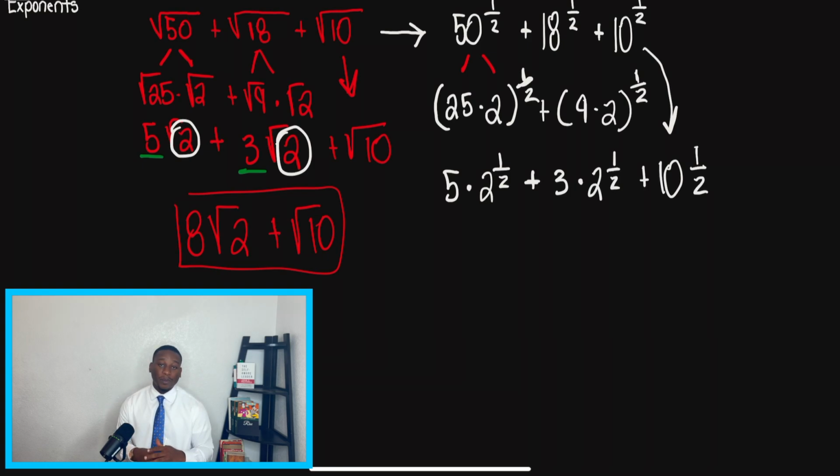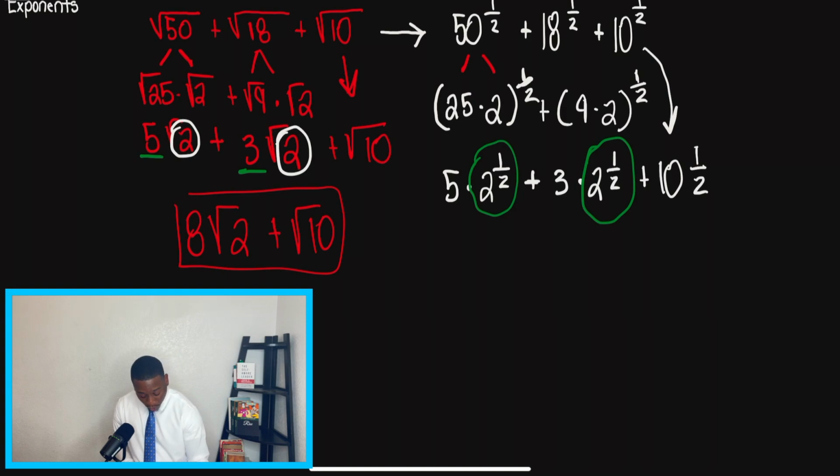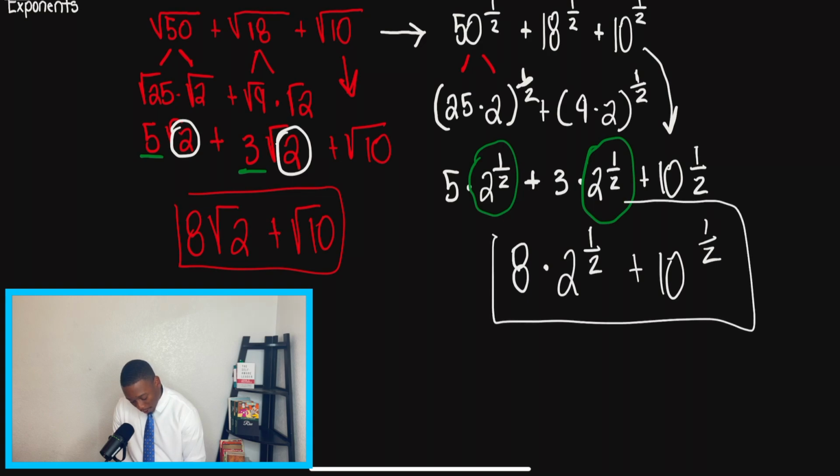Now with fractional exponents, guys, for us to add, they have to have that same base, right? So we're talking about 2 to the 1/2 power. So at this step, this is the only reason why we can add 5 and 3. So we combine and we have 8 times 2 to the 1/2 plus 10 to the 1/2.